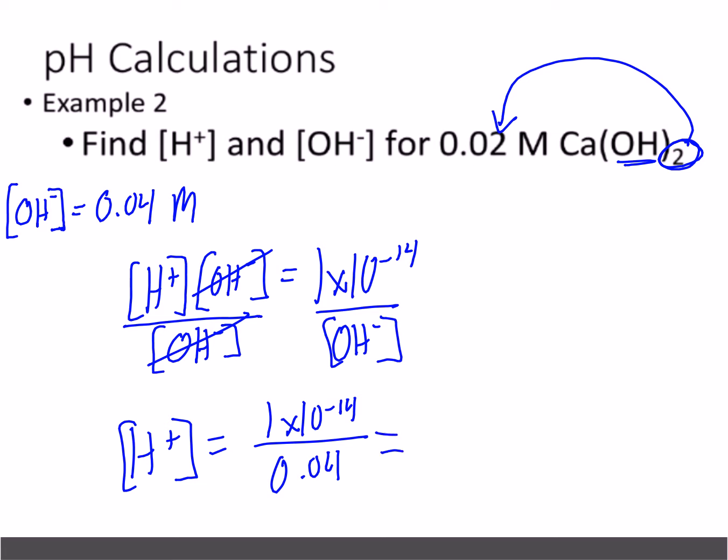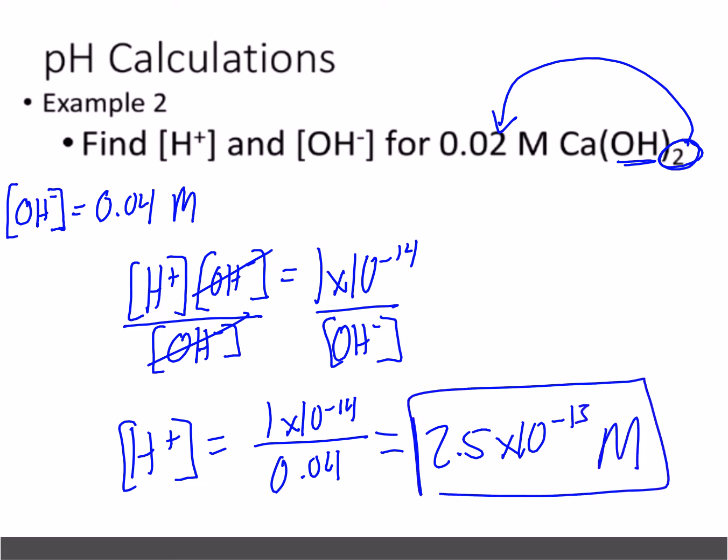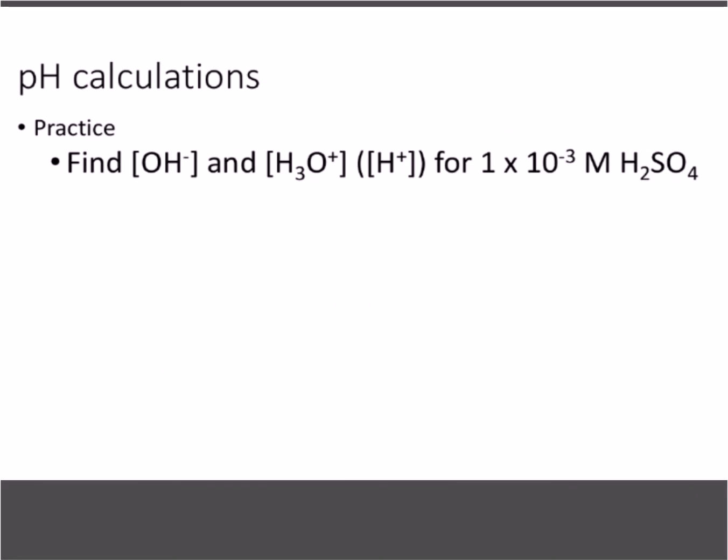When I plug this in, what do I get for my final answer for hydrogen ion? 2.5 times 10 to the minus 13 molar, right? You've got to have that concentration unit there as well. Questions? I want you guys to try this last problem here.